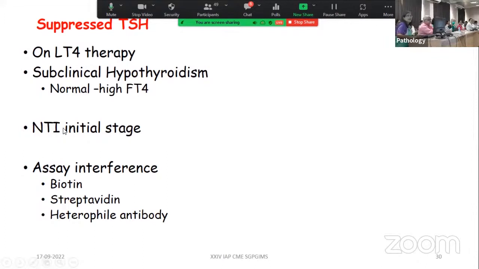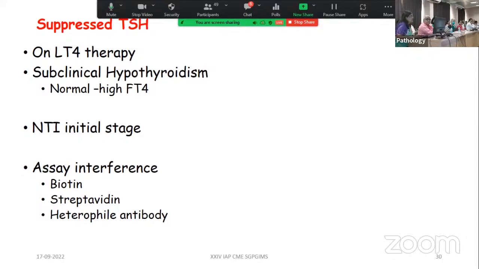And in the initial stages of non-thyroidal illness, as I said, the free T3, T4 are low and TSH is suppressed. In the evolving or recovery phase, the TSH is the first to rise. And very important for all people dealing with assays is assay interference because of biotin, streptavidin, or heterophil antibody.